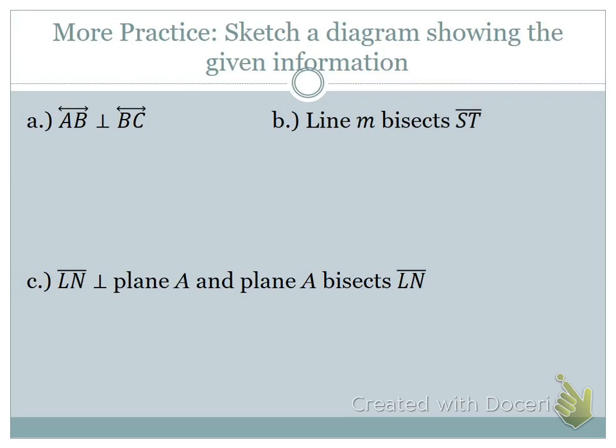All right, sketch a diagram showing the given information. Now, if you are asked to sketch on a quiz or a test, I am going to be picky. Meaning, these need to be what kind of objects, AB and BC? They need to be lines. That means that they should have what on their ends? Arrows. If you don't have arrows on them, I'm not giving you points. Okay? They also need to be marked clearly.